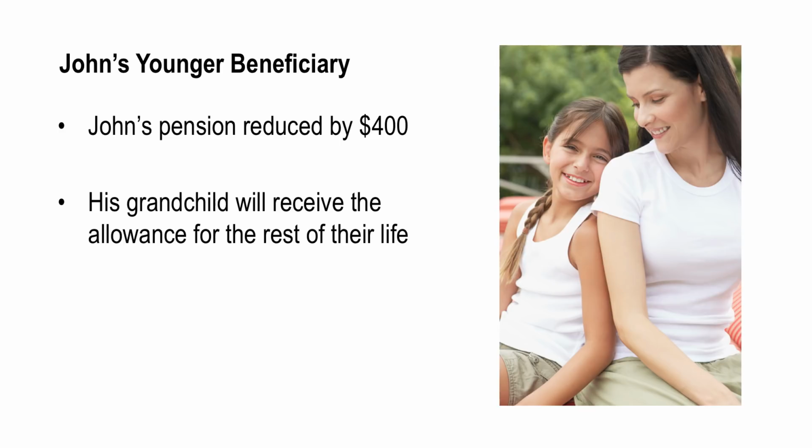But say John wasn't married, but had a 5-year-old grandchild he wanted to leave a monthly allowance to. By naming his grandchild, John would take a reduction of over $400, reducing his pension to approximately $1,345. Remember, this is a lifetime allowance, so upon John's death, his grandchild would receive this for the rest of their life.